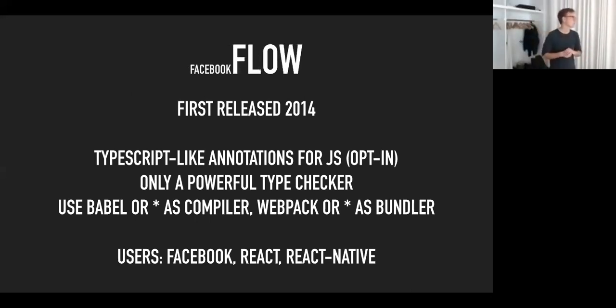So another option, Flow, is like Facebook's TypeScript-like annotations for JavaScript, more opt-in, so it's more per file. You would say, I actually want some types here. And it's only a powerful type checker. You use whatever tool you used to use for compiling, bundling, stuff like that.